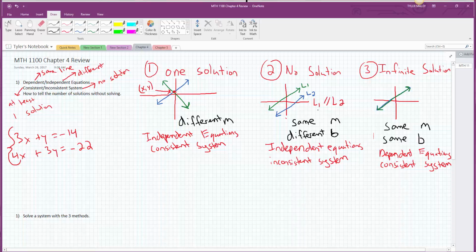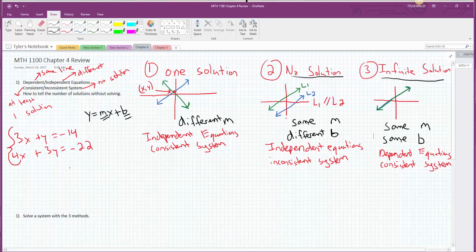If we have different slopes, that's one solution. If we have the same slopes, then it's either going to be no solution or infinite solutions. And if the slope is the same, then we have to look at their y-intercept to determine if it's no solution or infinite solutions. So the easiest way to do this is to take these 2 equations and put them in slope-intercept form, y equals mx plus b. So then I can identify m and I can identify b.